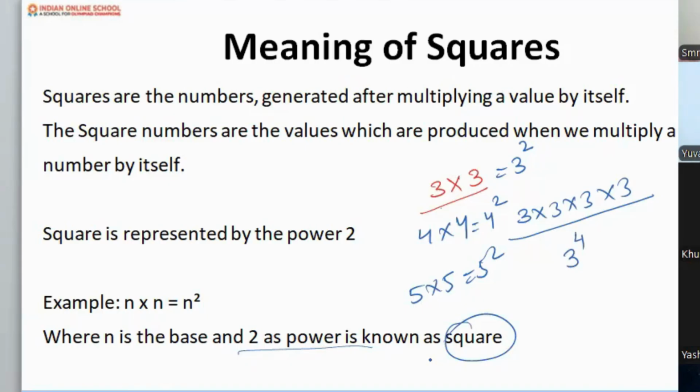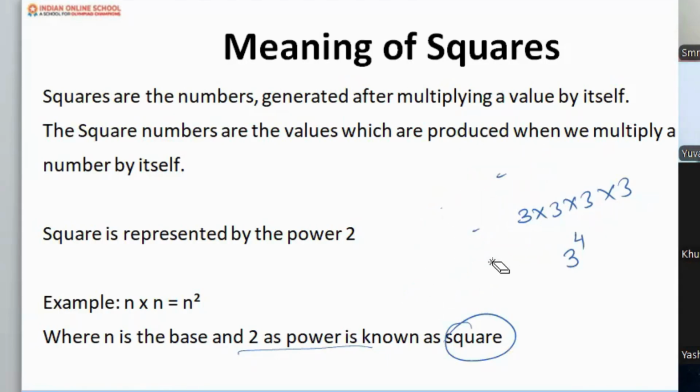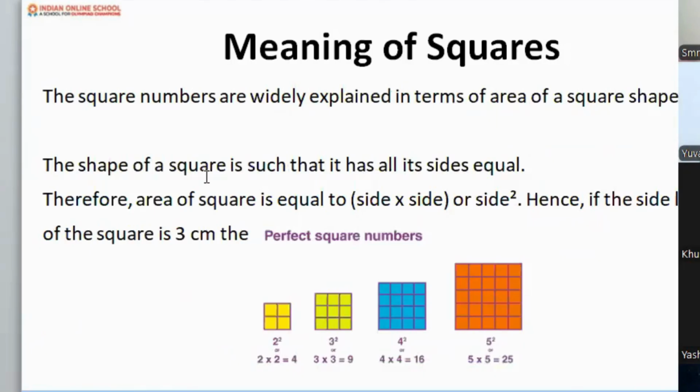Got it? Okay. Now, can you tell me why we are calling it square only? Because in a square's area, all the sides are equal, and we find the square of a side to find the area. That's why we say it's square, because we multiply it by itself, 2 times. Absolutely correct.